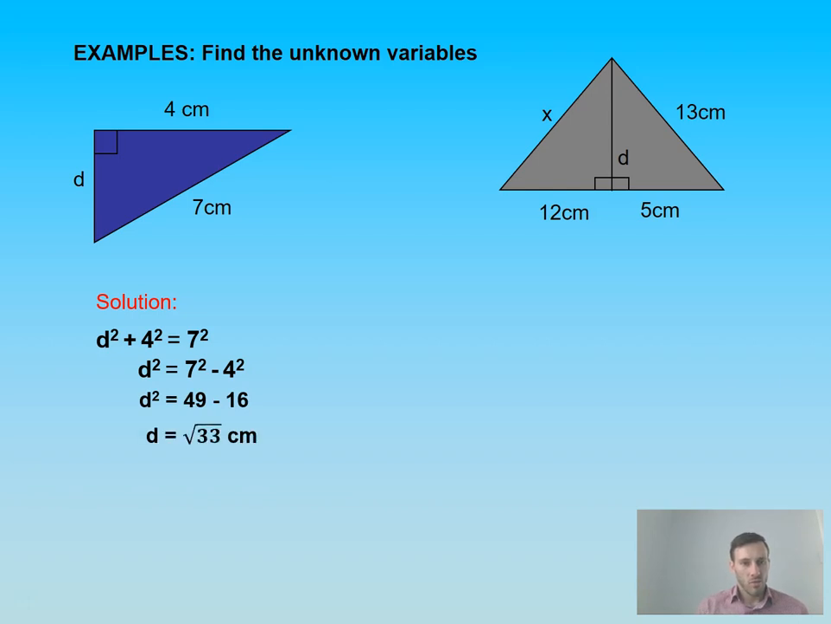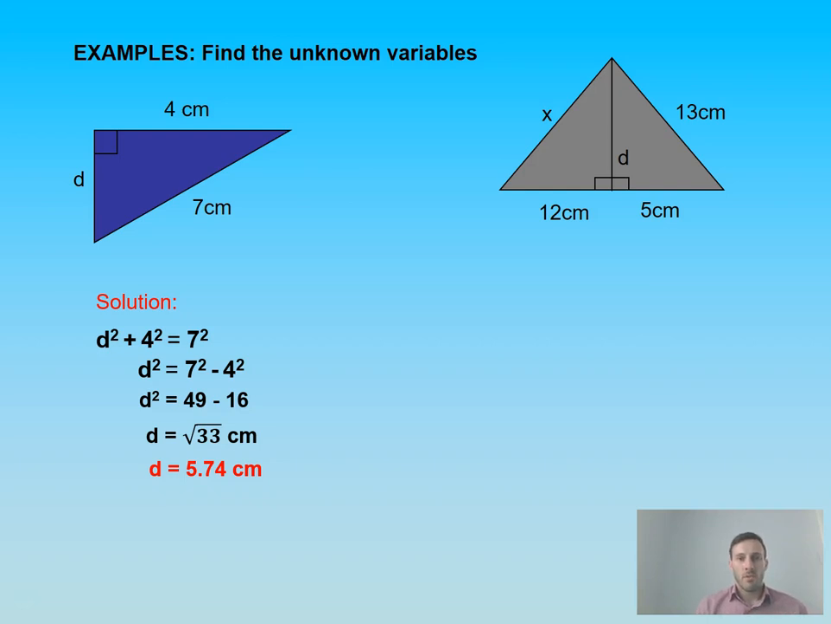Then we can take 16 away from 49 equals 33, and then square root. And we get D equals the square root of 33 centimeters. And we can solve that, and that equals 5.74 centimeters. So D equals 5.74 centimeters in that example.